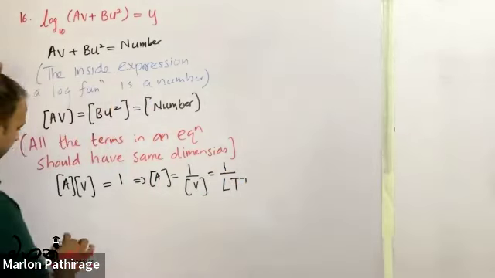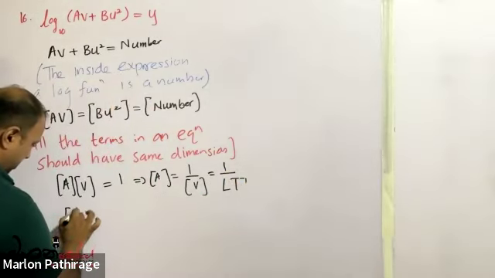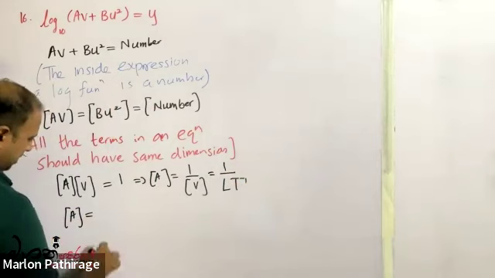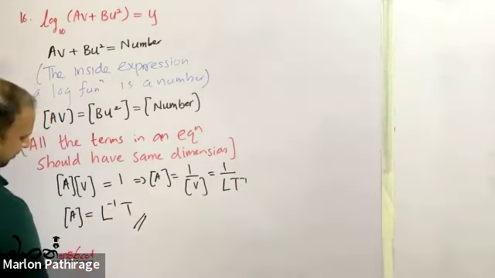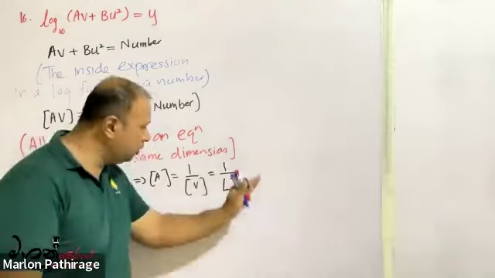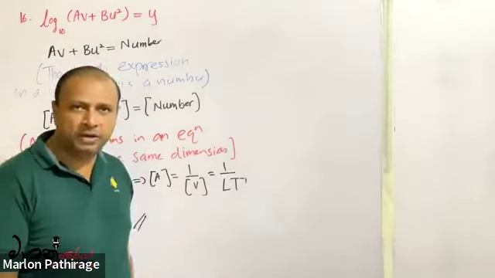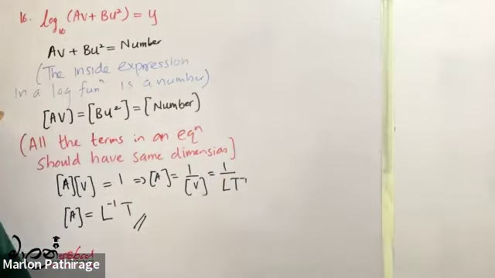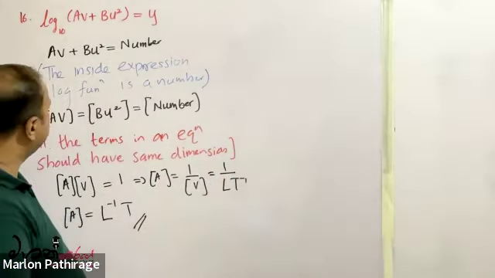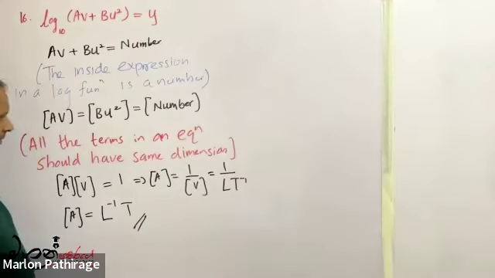Therefore, dimension of A is equal to 1 over L minus 1 T. You have to take this into the numerator, then their index will be minus 1. That is A.